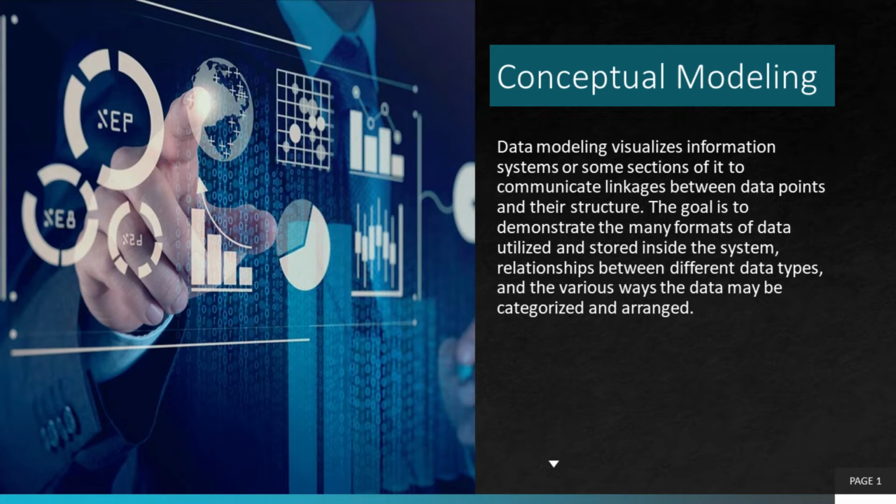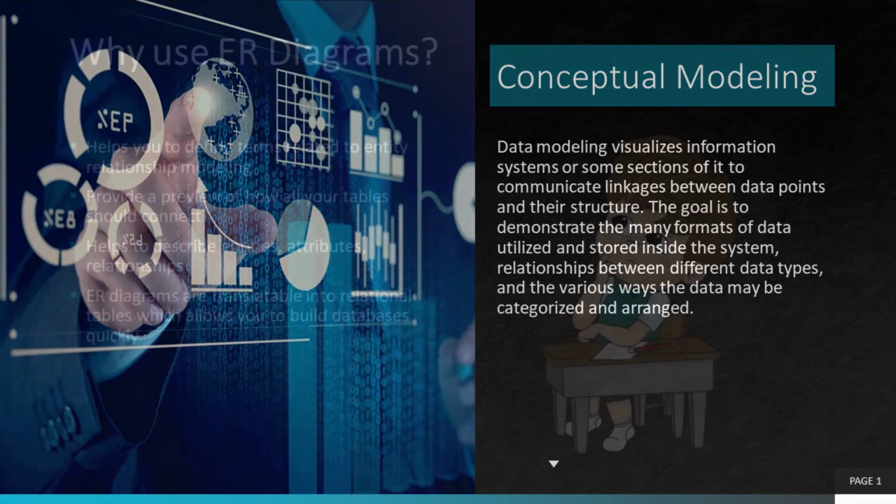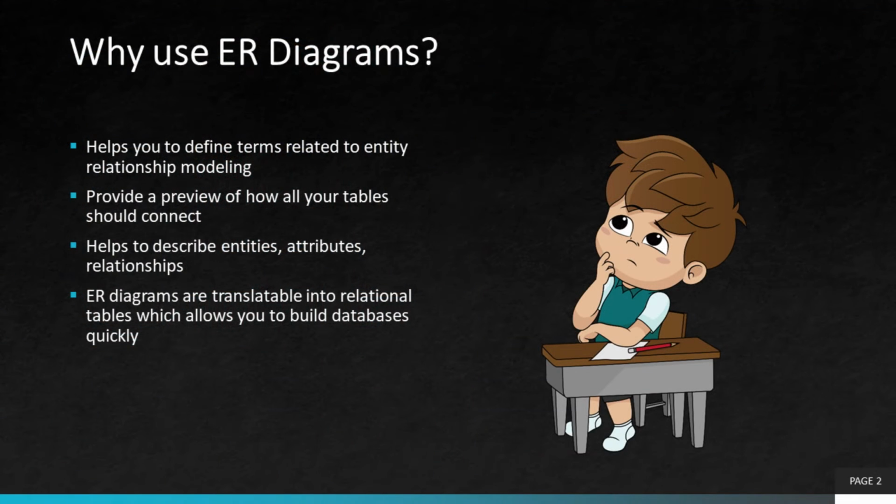So what are some of the reasons why you want to use an ERD diagram? It helps you to determine terms related to entity relationship modeling, right? It also provides a preview of how all your tables should connect. It helps to describe entities, attributes, and relationships. ER diagrams are translatable into relational tables, which allows you to build your database more quickly. It also allows you to communicate the logical structure of the database to users.